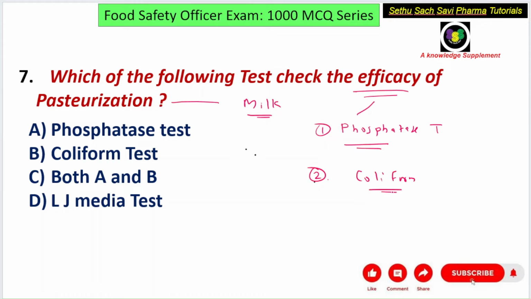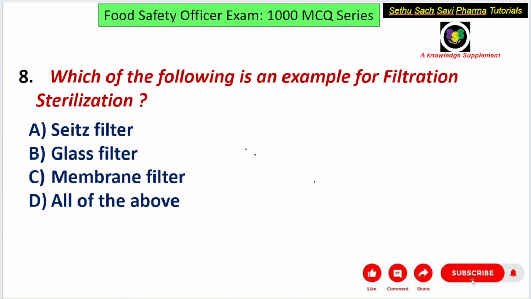The coliform test can check for the presence of E. coli and also Klebsiella. So these are the two tests commonly used to check the efficacy of pasteurization: the phosphatase test and the coliform test. So the correct answer for this question will be both A and B. Now let's move on to the eighth question.